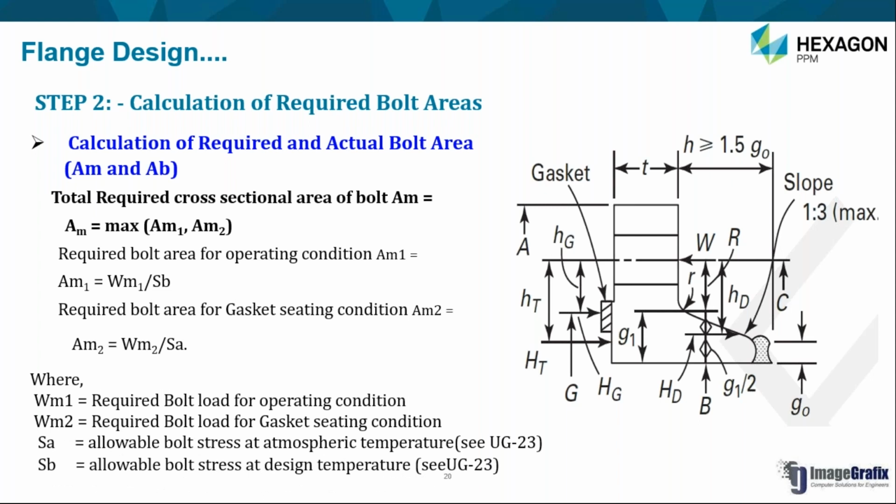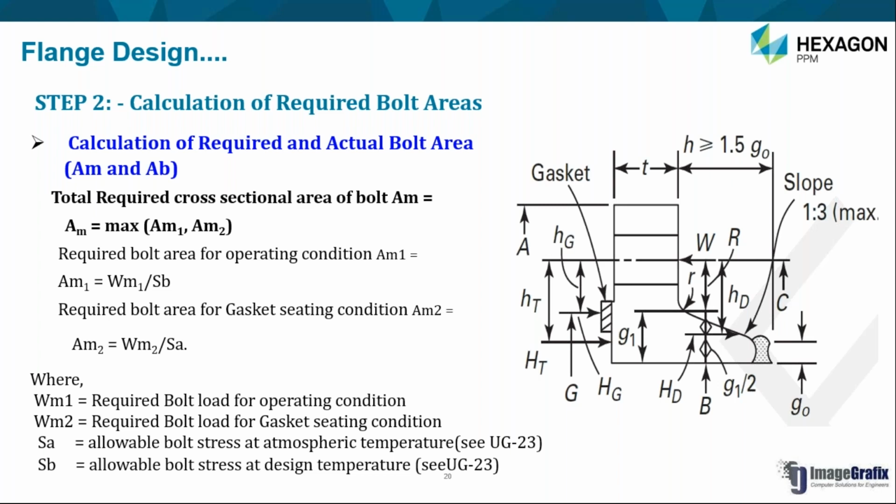So as AM1 is to be calculated for the operating condition, we have to take the bolt load WM1 divided by the allowable stress of that bolt at the operating condition, that will be SB, and AM2 as WM2, that is for the gasket seating condition, divided by SA, that is your allowable stress of the bolt at the ambient condition. As we know, at the start of flange tightening, the flange will be tightened at the ambient condition for your gasket seating condition.